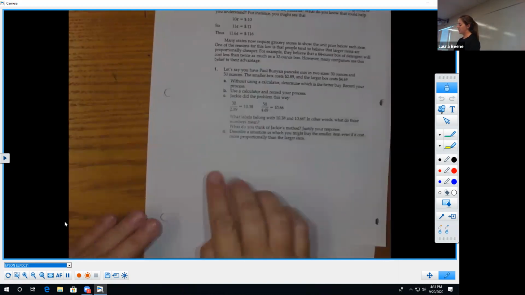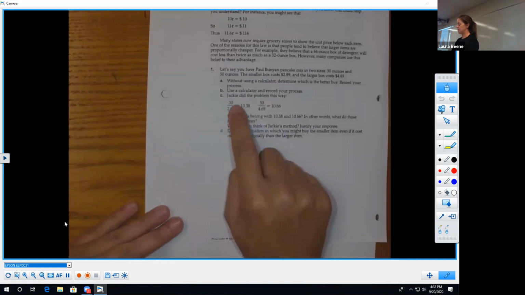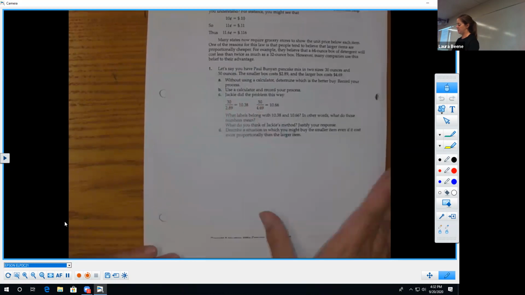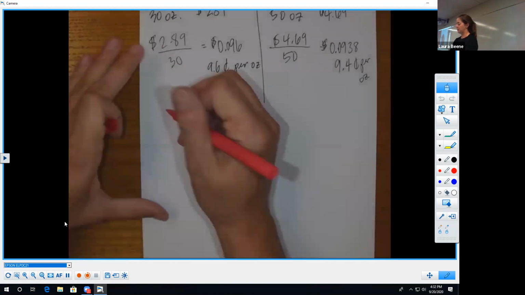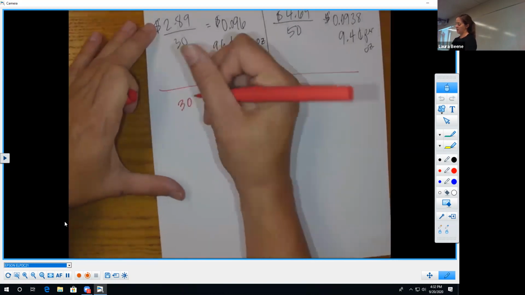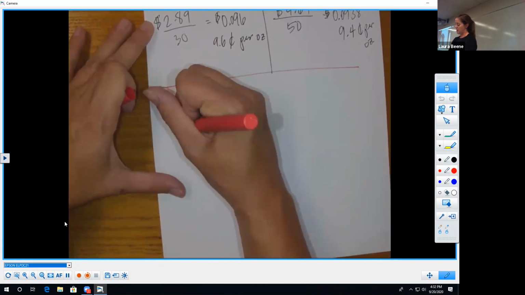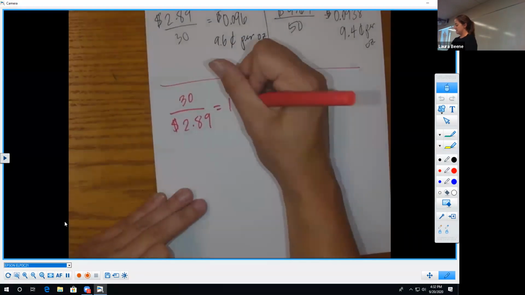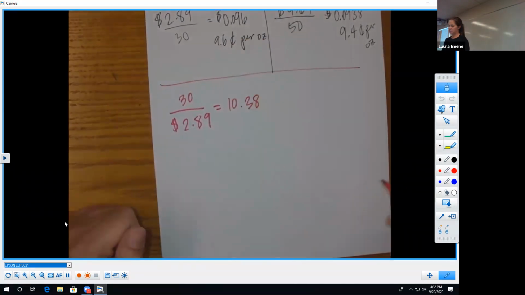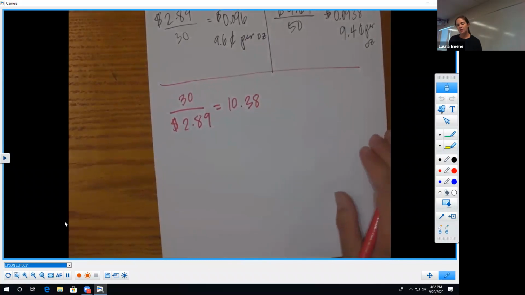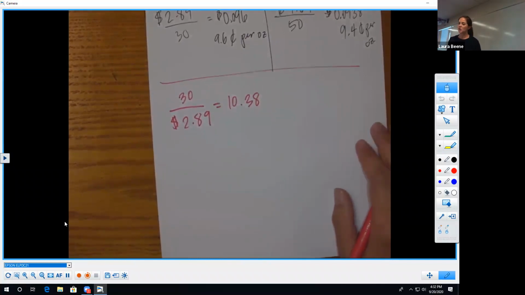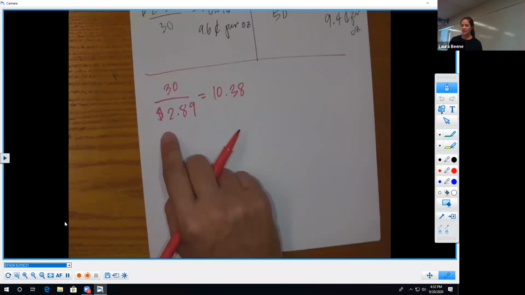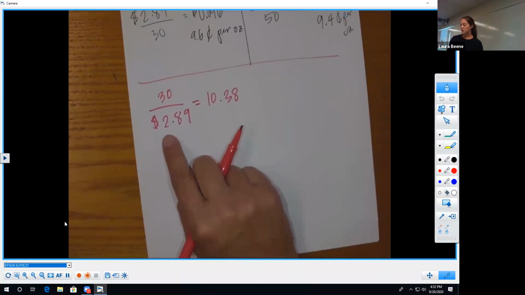Okay, part C, it says Jackie did the problem this way. She switched her fractions. She did 30 divided by the price and 50 divided by the price. Okay, so let's do the same problem, but let's flip our fractions. 30 divided by the price of $2.89. When you do that, you get 10.38. Lots of people do this math when you're figuring out the unit rate.